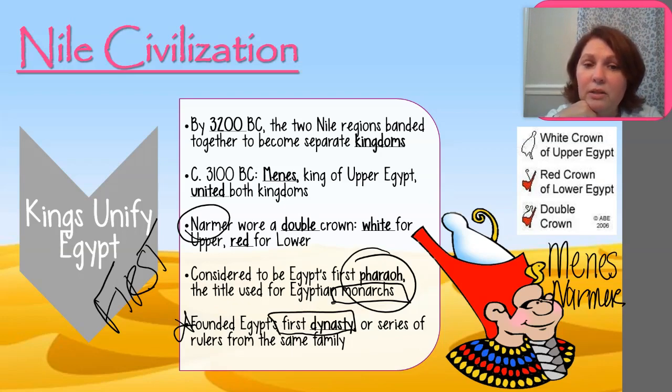But this is the government section. If you could write this in your graphic organizer under government, under the political part, about how King Menes unites Upper and Lower Egypt. All right, so that is all for me.